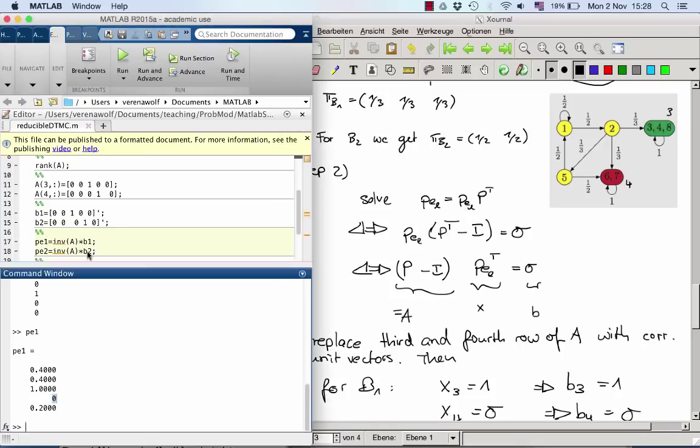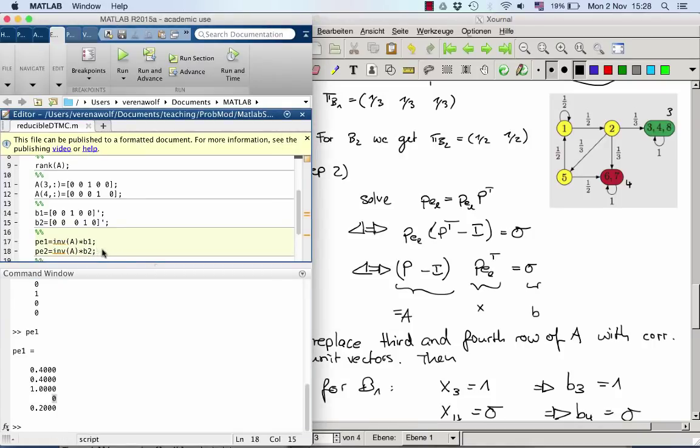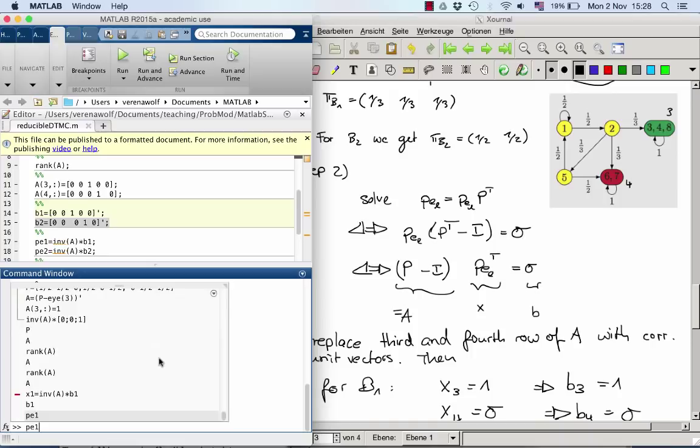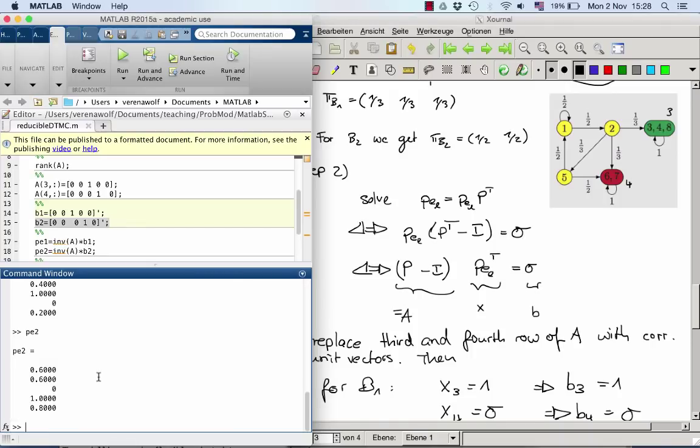And now for the second bottom strongly connected component, B2, we define a column vector, also called B, that has a 0 in the third position and a 1 in the fourth position, because here we put 0 and here we put 1, since we want to compute the probability of reaching this set. So it's the same trick. And now look at the solution. From state 3 we cannot reach it. From state 4 it's 1, and from the others it's 0.6 from states 1 and 2, and from state 5 it's 0.8. That's the solution.